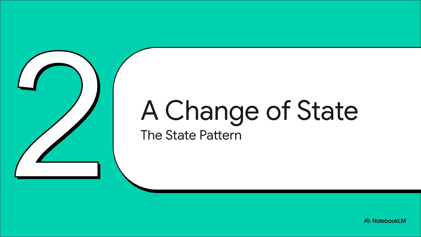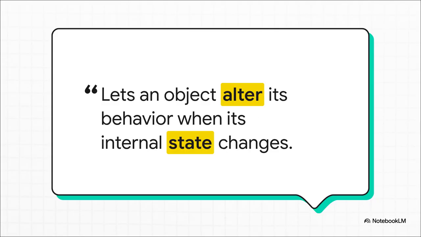And that is precisely the problem that the state pattern was born to solve. It's an incredibly clean, elegant way to get us out of that conditional mess. So let's look at the official definition, because this is really important. It lets an object change its behavior when its internal state changes. But here's the magic part. It appears as if the object changed its class.